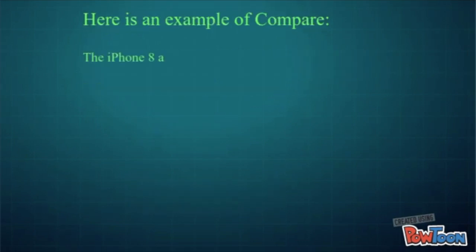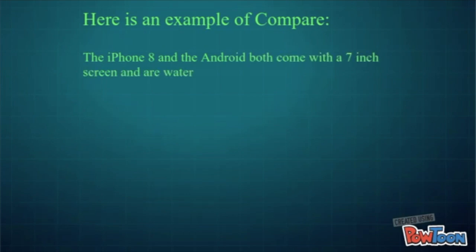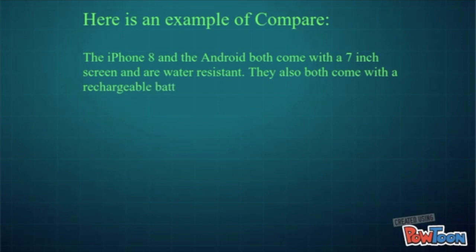Here's an example of what compare is. The iPhone 8 and the Android both come with a 7-inch screen and are water resistant. They also both come with a rechargeable battery that will last up to 10 hours.